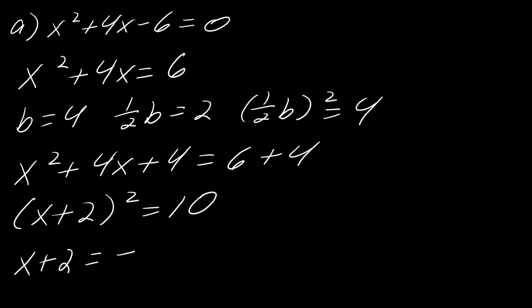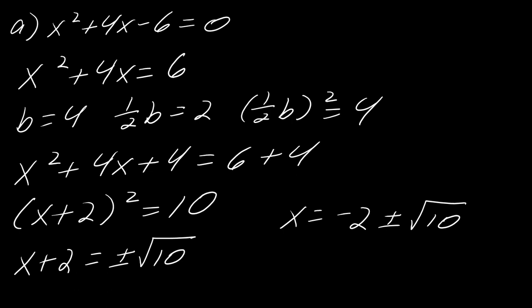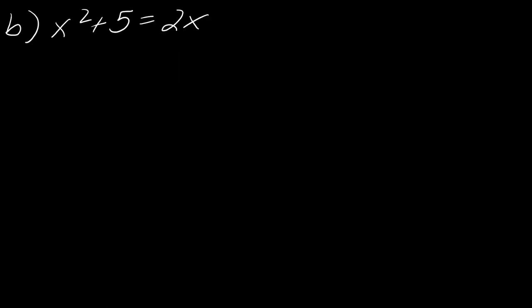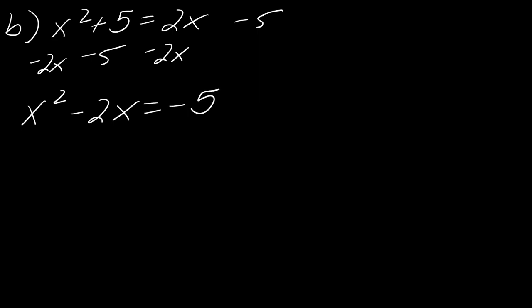Okay, so next I'm going to have x plus 2 equals plus or minus the square root of 10. So my final answer here will be negative 2 plus or minus the square root of 10. So there you go. Okay, so now when you're using completing the square, you can have an equation given to you in whatever form. So here I've got x squared plus 5 equals 2x. So I'm going to get this in the form so that I can actually complete the square. So I will subtract the 2x over to this side, and I will subtract the 5 to the other side. So this becomes x squared minus 2x equals negative 5.